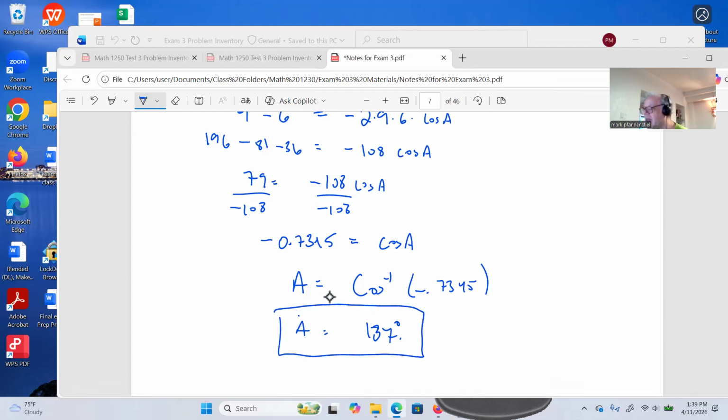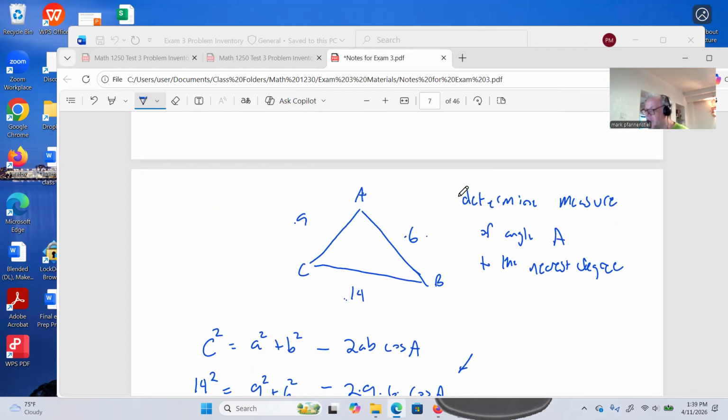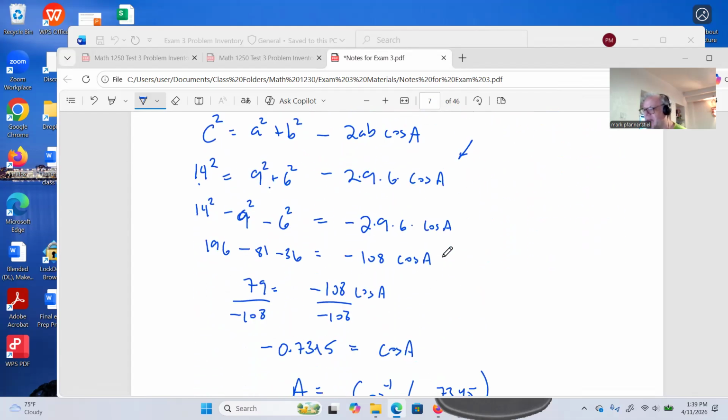Okay, so that's why you use the law of cosines if you're given all three sides and you have to figure out one angle. Generally, with these problems, I will ask you for one angle. I won't ask you for all three because that tends to be a little tedious. Okay, so practice that one. It's really important that we know what the law of cosines is for this exam.